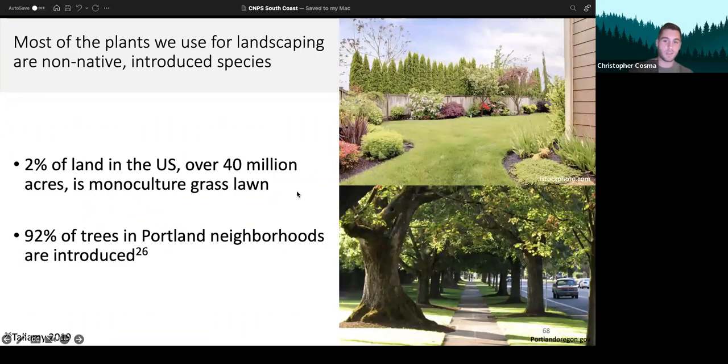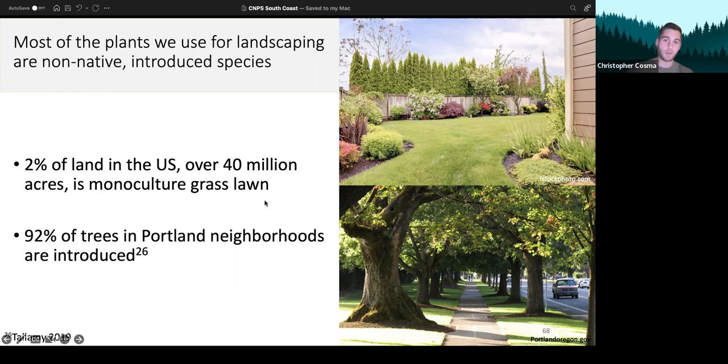And so it's not really good news that most of the plants that we use for landscaping are in fact non-native and introduced species. That includes 2% of land in the US, some 40 million acres, which is monoculture grass lawn, so turf grass. A tremendous amount of land available to convert potentially into native habitat. And this also includes things like the trees we use to line our streets. Another study by Doug Tallamy showed that in Portland, Oregon, 92% of the trees in those neighborhoods, just the ones lining the sidewalks and the streets, are introduced non-native species.